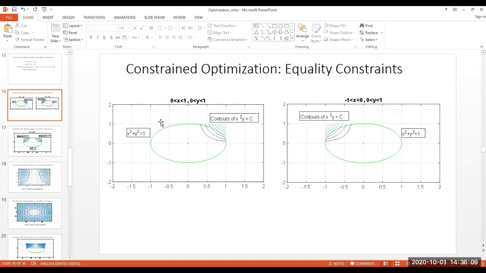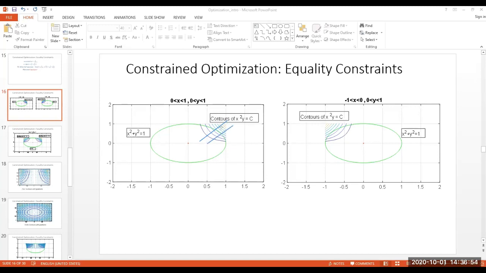So this is my unit circle, the green one, with unit radius in each direction. And these are the contours for x square y. That is my fitness function, f of x. Here I have put different contours, that's why I have put an arbitrary constant c. Now, can anyone tell what is the increasing direction of these contour magnitudes? Is the contour increasing in this direction or in this direction?